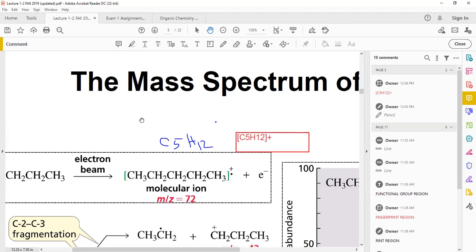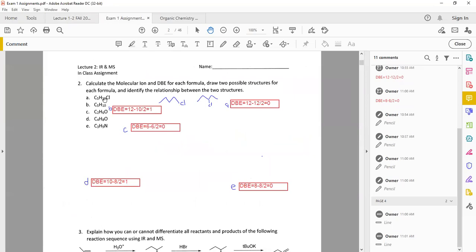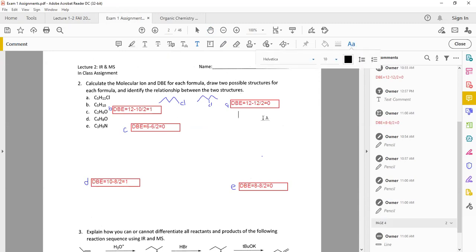So when we go back to the problem, in the first one, we have 5 carbons, 11 hydrogens, and 1 chlorine. Your molecular ion there is still the same. For that one, which is here, you have 5 carbons.